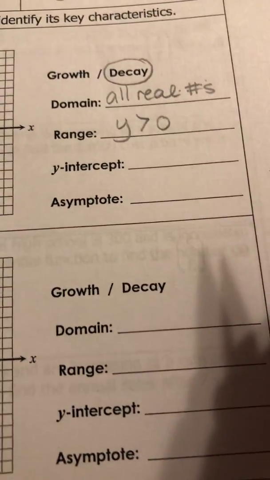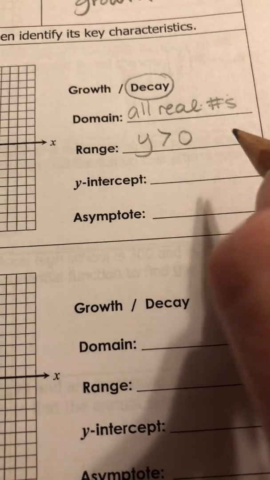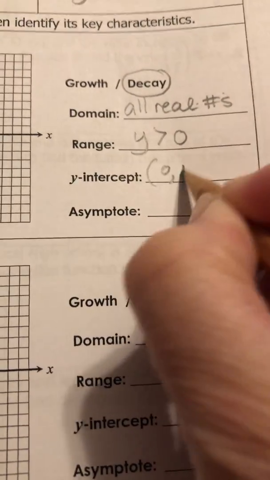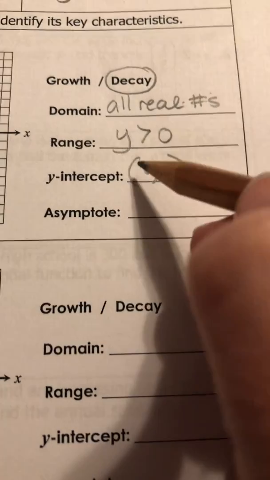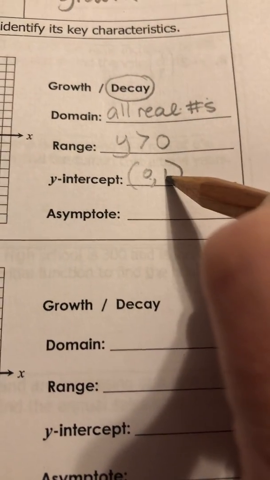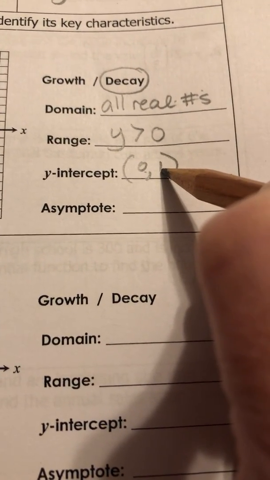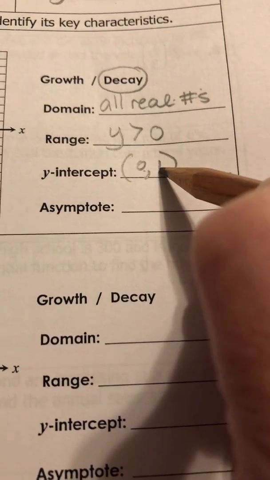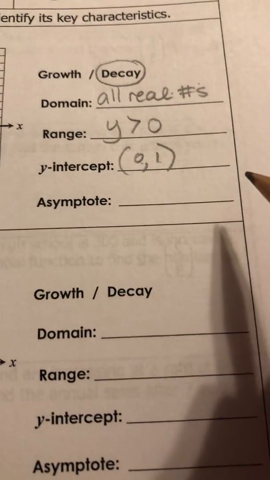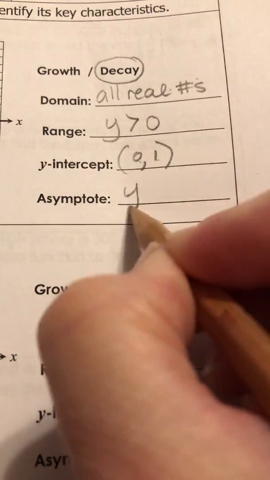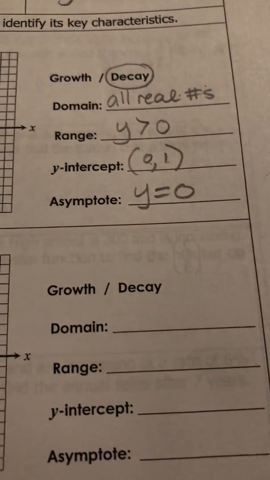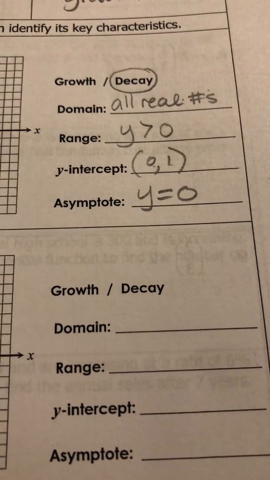My y-intercept, well, that's the one I first started with. So the y-intercept, and I'm going to write it as an ordered pair. Whenever my x is 0, the value there is the y-intercept. Then the asymptote is 0 because it's getting really close. It's that line that it's sitting on but not really touching.